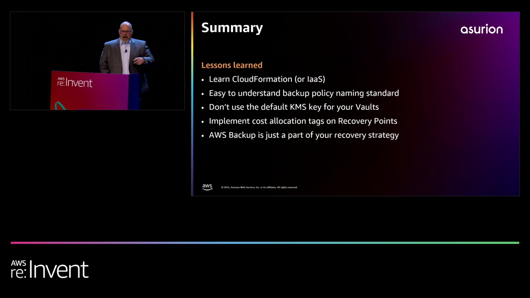And then AWS Backup is just a part of your recovery strategy. So take the time to learn your RTOs and RPOs for your applications. Likely AWS Backup is just going to be a piece. We leverage DRS for EC2. We leverage Global Database for, I think it's Aurora, Global Tables for DynamoDB, et cetera. So take the time to understand, what are my SLAs for recovery, and where does AWS Backup fit?